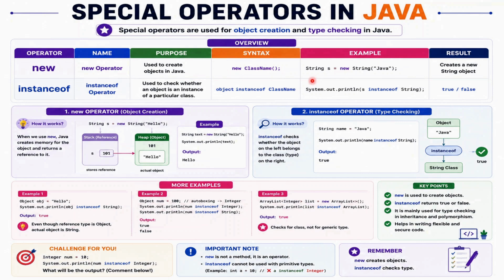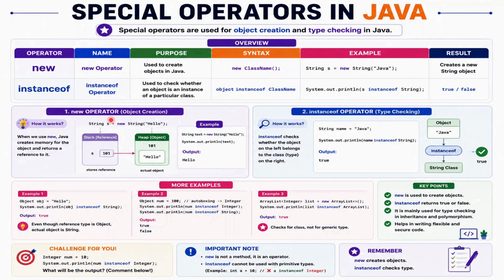We have an example here: String s = new String("Java"), and the result is that it creates a new string object. Next we have the instanceof operator. Its purpose is to check whether an object is an instance of a particular class. The syntax is the object, then the instanceof operator, and then the class name. For example, System.out.println(s instanceof String), where s is a reference variable. The result can be true or false.